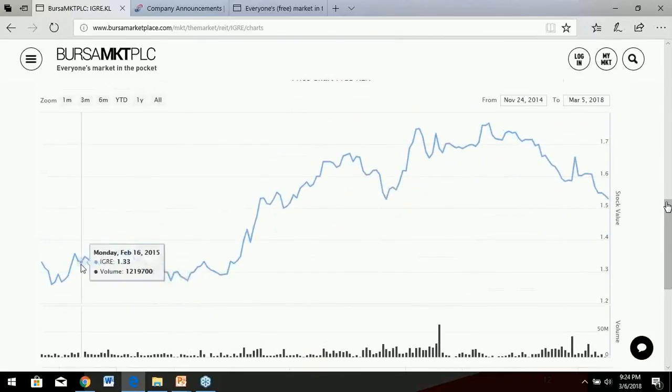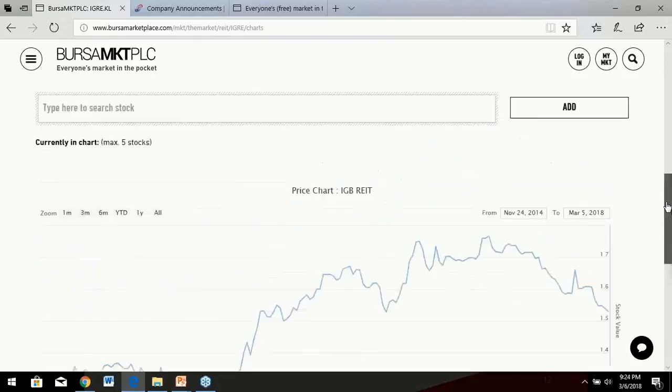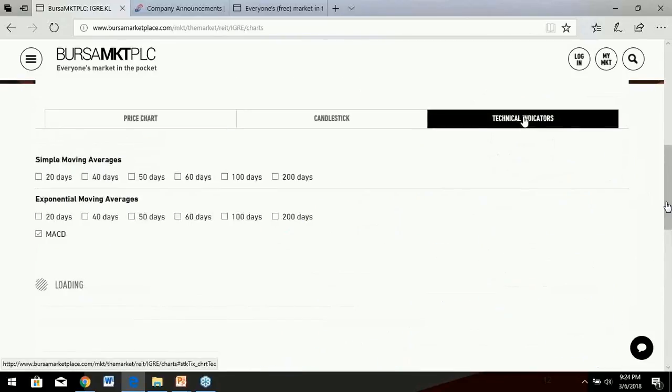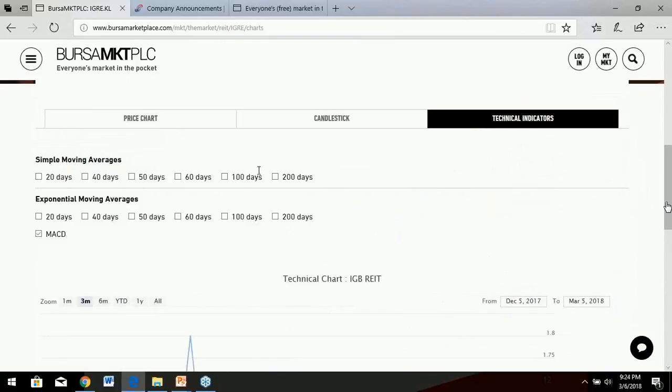Now this is the price trend. So it goes up, it goes down. If you want to track the midterm price trend of the stock, just click onto the technical indicators, whereby you will be given simple moving averages, exponential moving averages, and of course MACD. Now, if you do not understand what simple moving averages, exponential moving averages, and MACD are, don't worry about it.